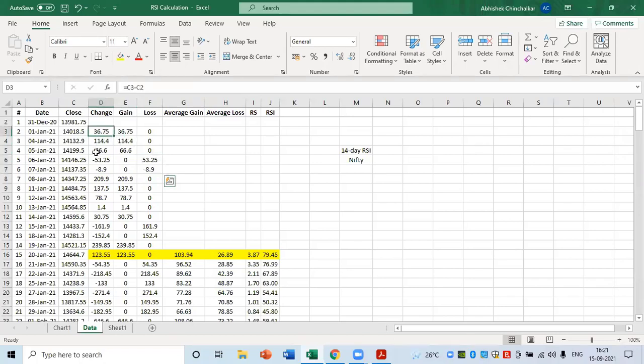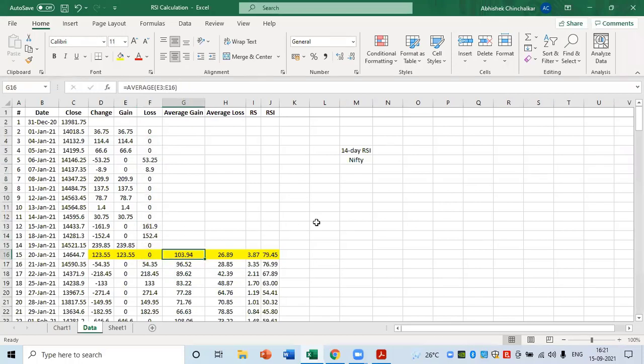As you can see, whenever the change is positive, it's in the gains column, and the corresponding losses column is 0. Whenever the change is negative, it's fed into the losses column, and the corresponding gains is entered as 0. Now, once you have the 14-period gains and the 14-period losses, you're all set to go ahead and compute the average gains and average loss.